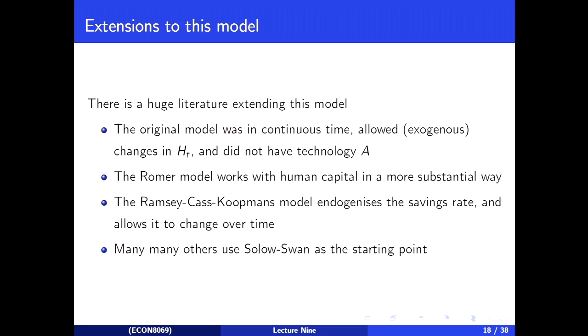So one modification we might do is include government, and you have to decide how you include government. You might talk about human capital more significantly. You might worry about the fact that we're making the savings rate constant and think maybe the savings rate should be able to vary over time. So there's lots of stuff that we can do here.